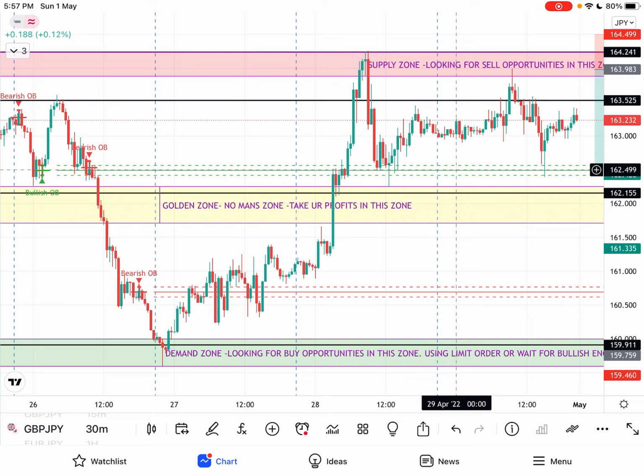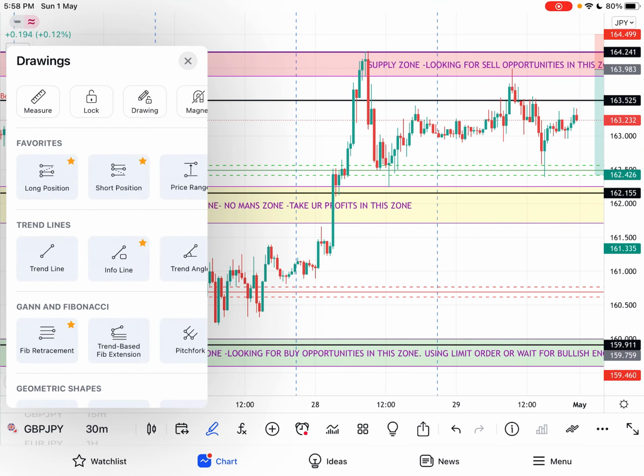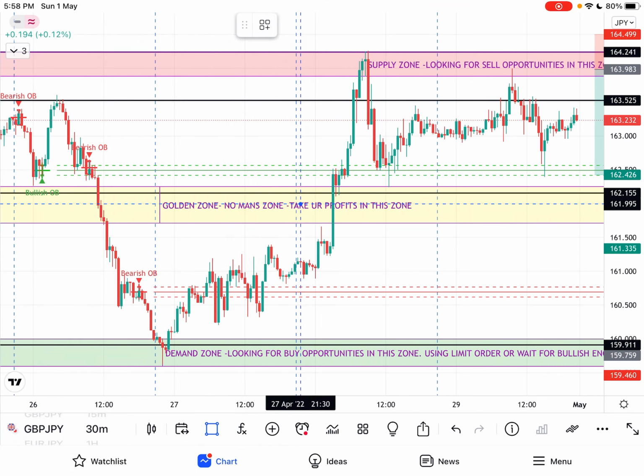So you just simply trace it out. Use a rectangle to trace it out, and you name it as an order block. So here, take a rectangle.